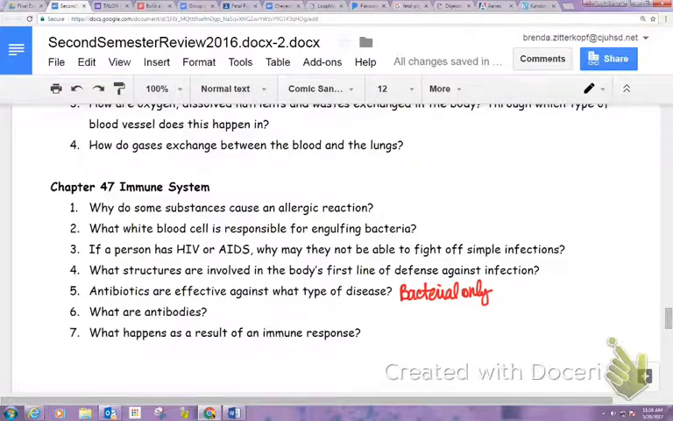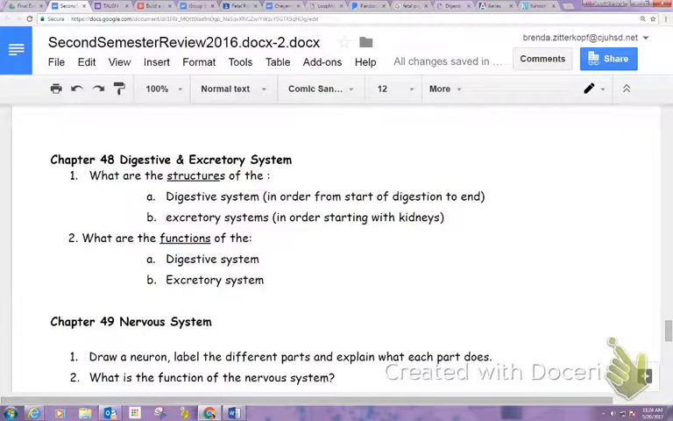All right, I think we've really covered everything here on the immune system. I'm going to pause and we'll go to the next chapter. Sorry if this is going to be a downer after the last one. So, structures of the digestive and the excretory system.